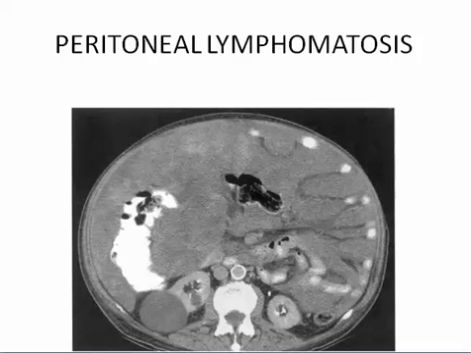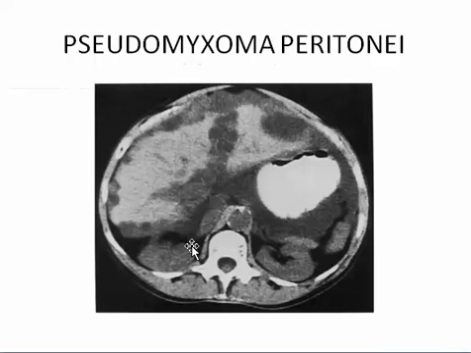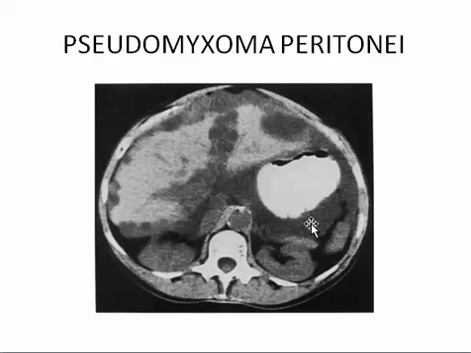Of course, so long as we are in the peritoneum, we have a lot of lymph nodes, and these lymph nodes may enlarge and cause diffuse peritoneal lymphomatosis, which again encases the loops, but the density here is different from the density in mesothelioma.